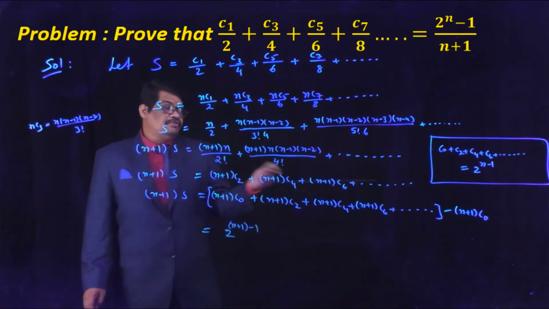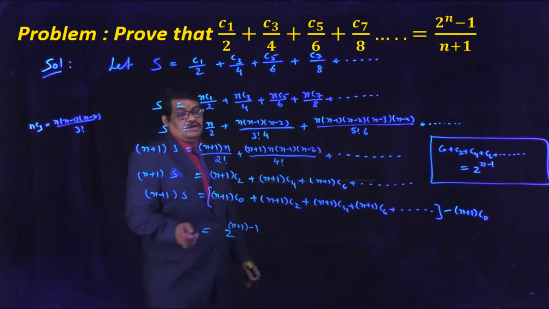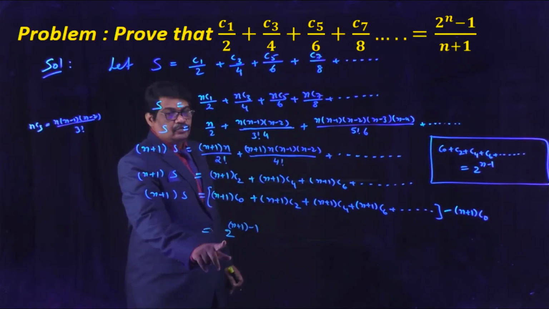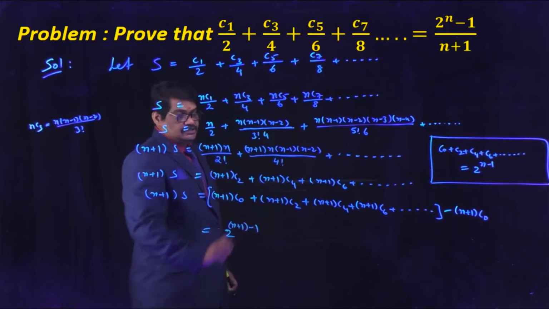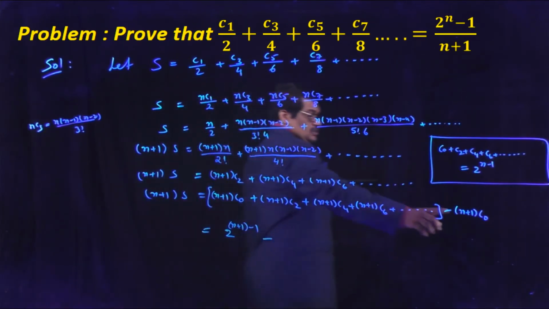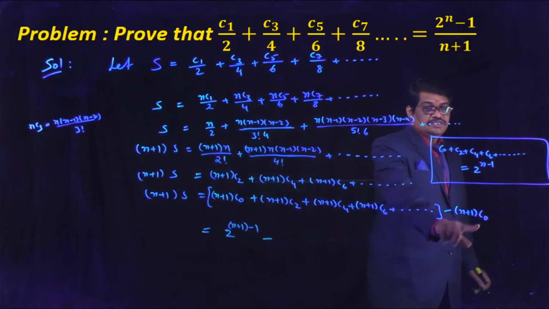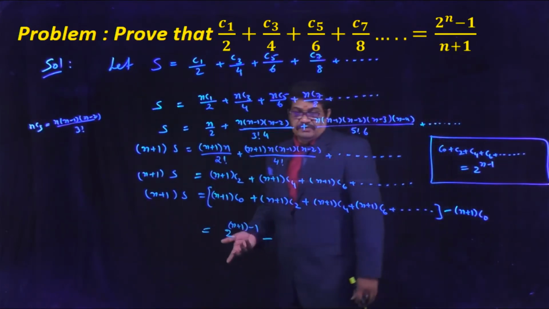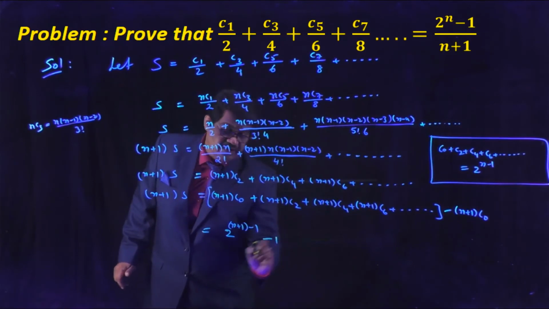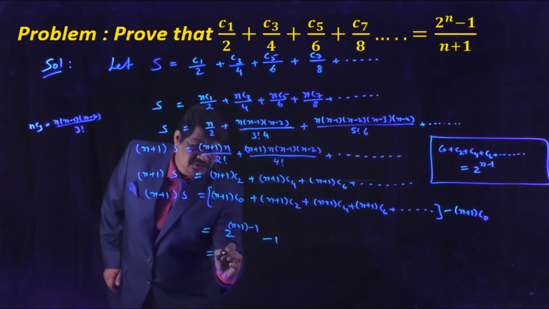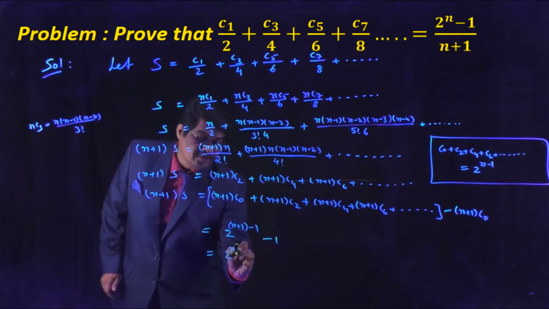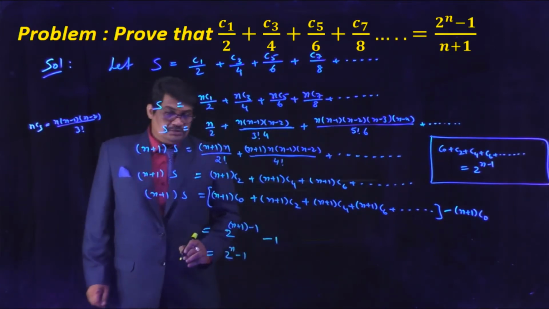2 to the power of n minus 1. Using this formula, in the place of n we put n plus 1. We are getting 2 to the power of n plus 1 minus 1, minus the last term, which is n plus 1 C naught. This value is 1, n C naught is 1, and n plus 1 C naught is also 1. Then 2 to the power of n plus 1 minus 1 is cancelled, giving 2 to the power of n minus 1.